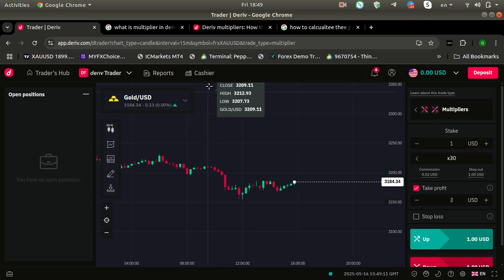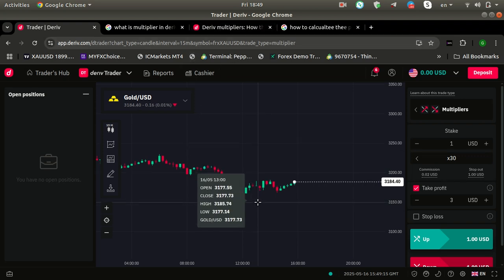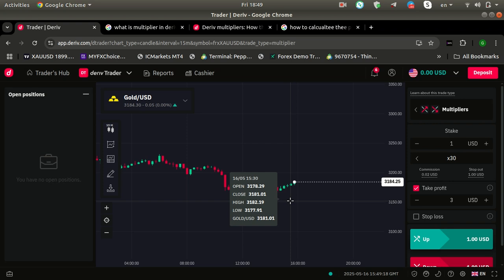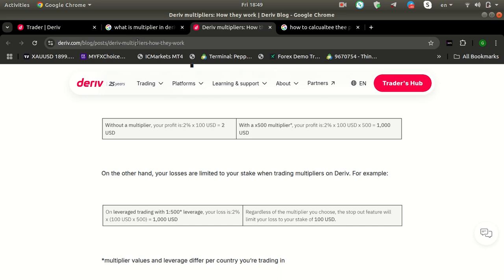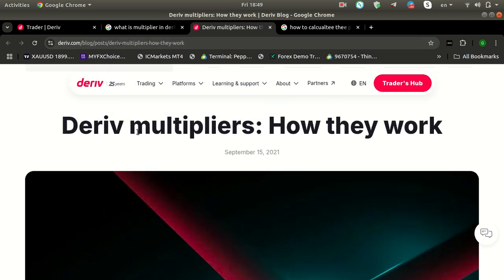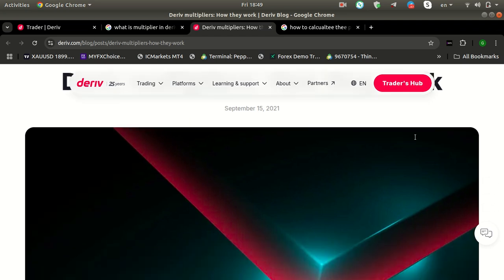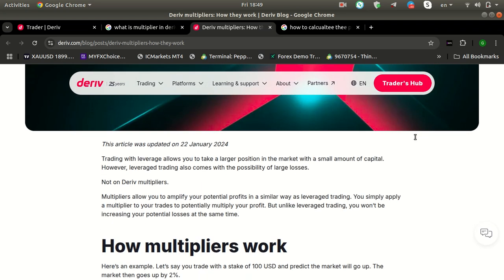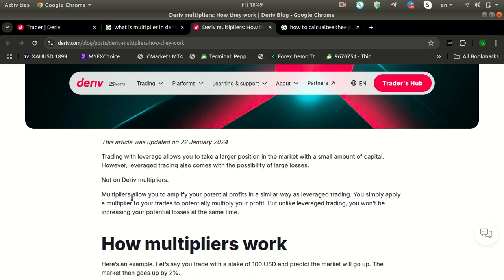So I went ahead and opened the tutorial, or like the documentation that explains what this multiplier is. There's this link, I'll post it down in the description so you can also read it too. This link talks about the Deriv multipliers and how they work. Right, so let's read it.